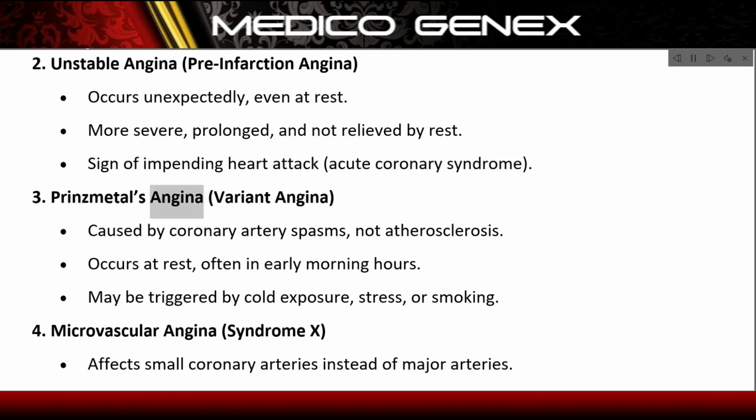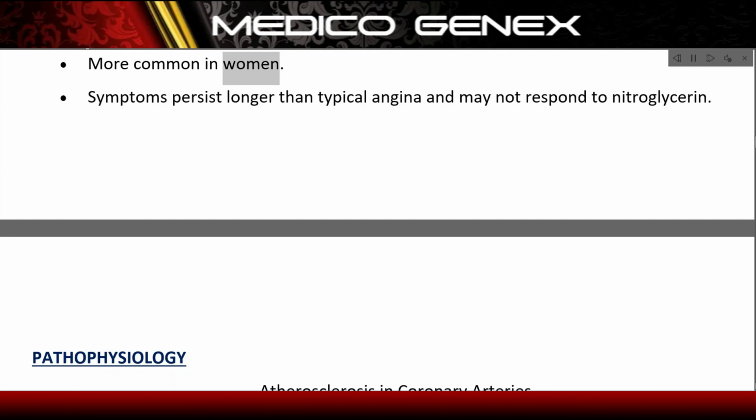3. Prinzmetal angina, variant angina. Caused by coronary artery spasms, not atherosclerosis. Occurs at rest, often in early morning hours. May be triggered by cold exposure, stress, or smoking. 4. Microvascular angina, syndrome X. Affects small coronary arteries instead of major arteries. More common in women. Symptoms persist longer than typical angina and may not respond to nitroglycerin.